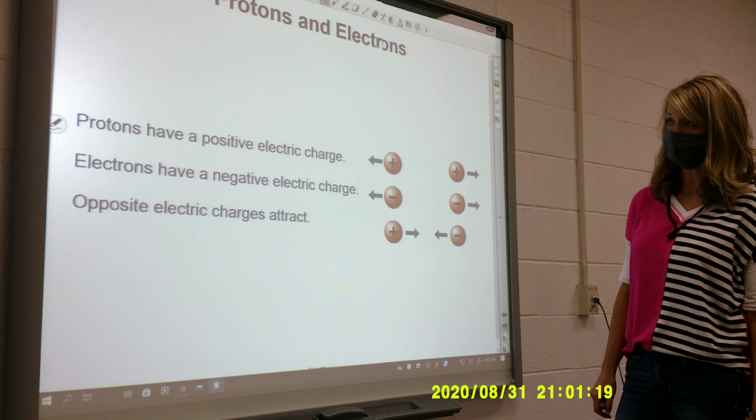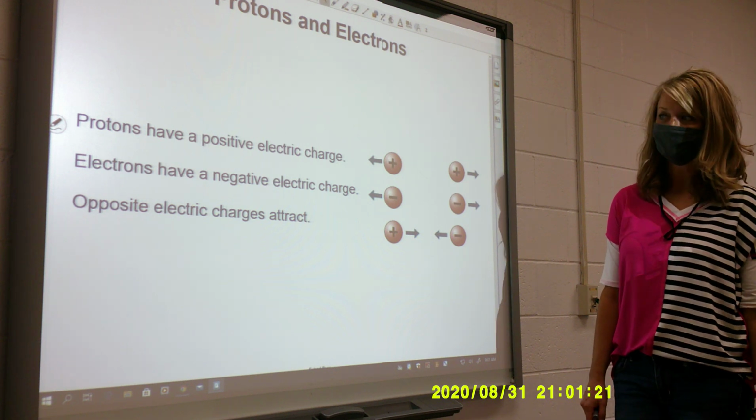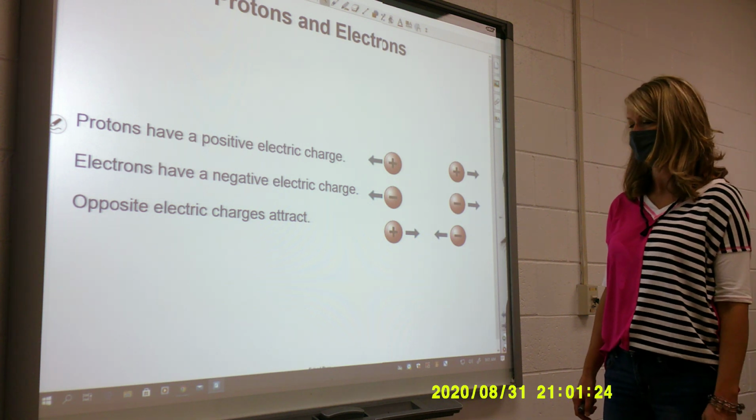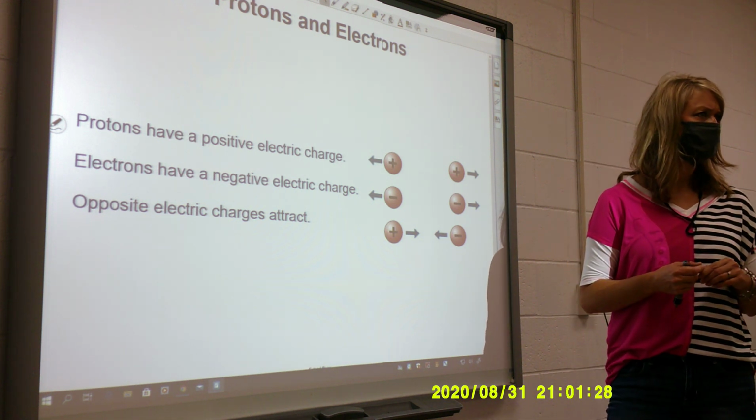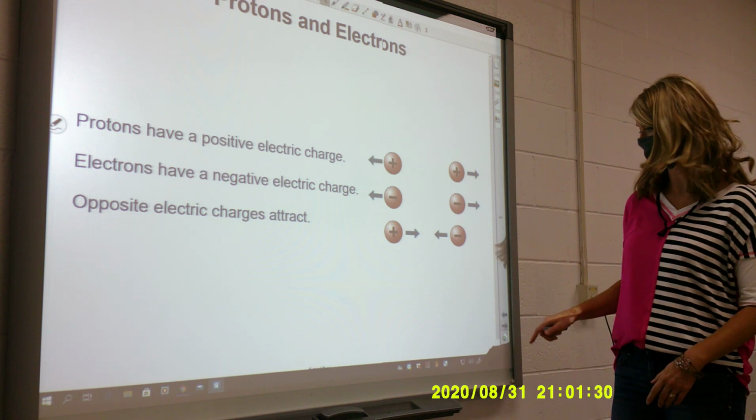Protons have a positive charge, electrons have a negative charge, and opposite charges attract. What do the same charges do then? Repel each other. Correct.